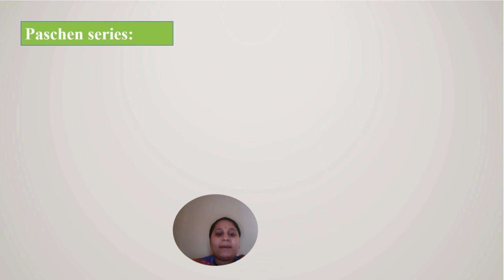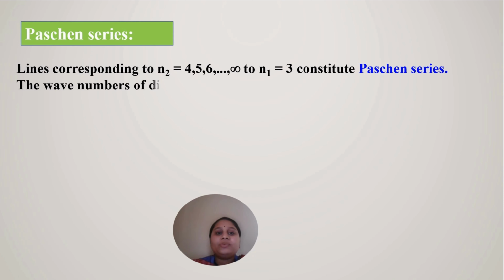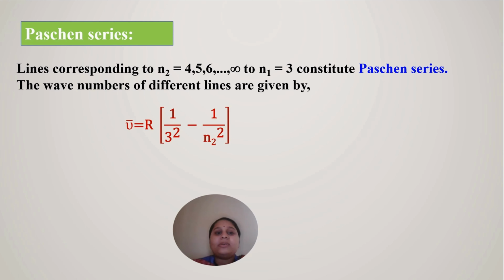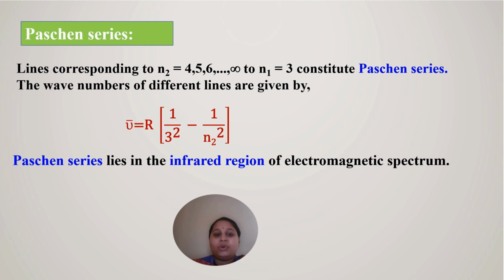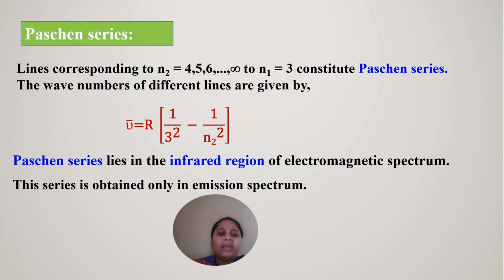The next is the Paschen series. Lines corresponding to n2 equals 4, 5, 6 and n1 equals 3 constitute the Paschen series. The wave number is given by nu bar equals R times 1 by 3 square minus 1 by n2 square. This lies in the infrared region of the electromagnetic spectrum. This is also obtained in emission spectra.